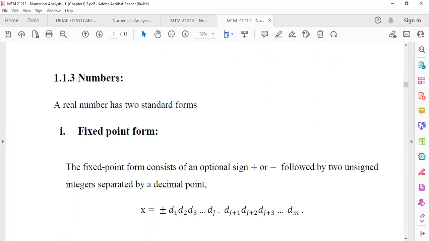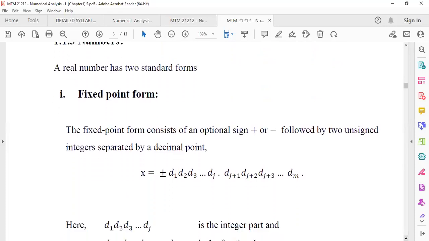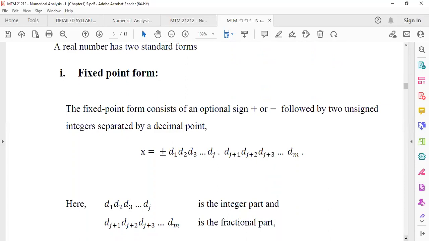The next section is numbers, but it is talking about real numbers. The real number has 2 standard forms. One is the fixed point form. The fixed point form consists of an optional sign, plus or minus, followed by 2 unsigned integers separated by a decimal point. I will explain what it is.